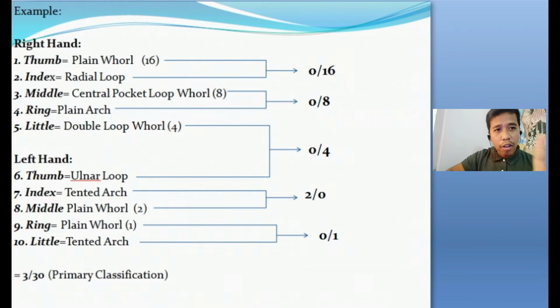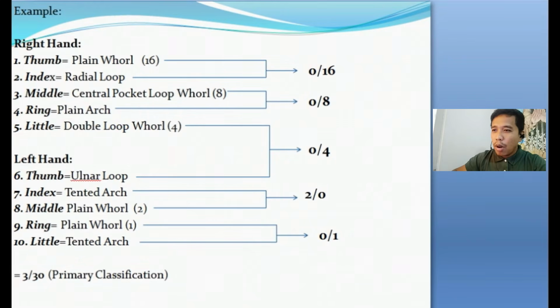Now, isolve natin kung magkano yung primary classification. Okay? Again, yung thumb, is this denominator or numerator? Thumb, right thumb is 1, di ba? Number 1 yan, yung thumb. So, add number. So, denominator siya.